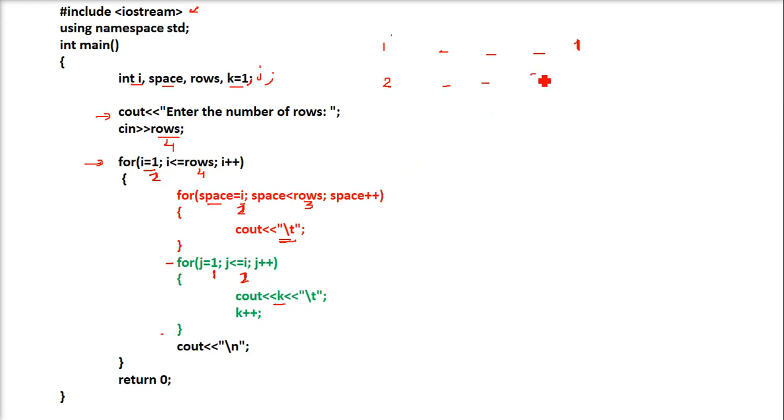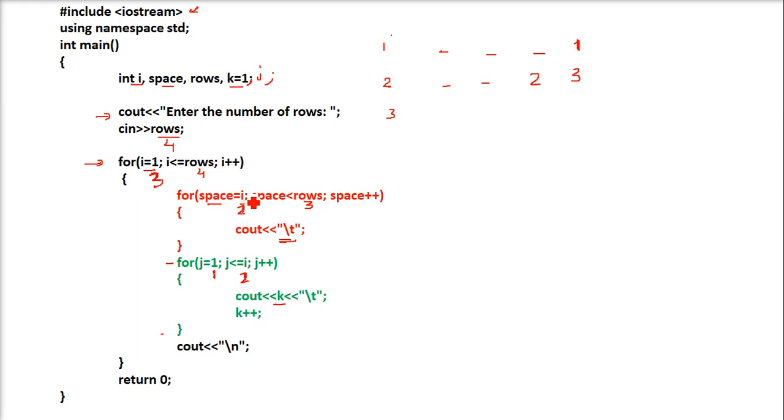And k was already 2, so 2 will be printed. K plus plus, again it will run, so this k will again be printed because this loop is going to run for 2 times. So now this will be 3. We come out, cout slash n, that is now we have come to the third row. Again this for loop will run. Now this has become 3.